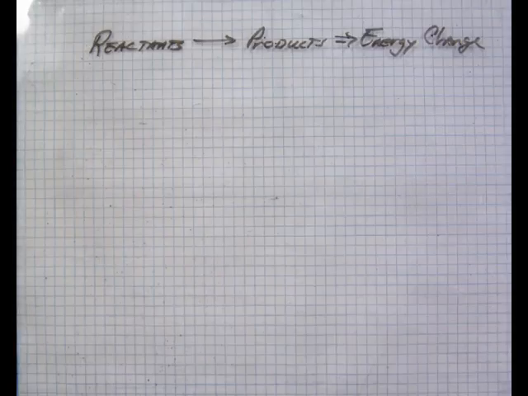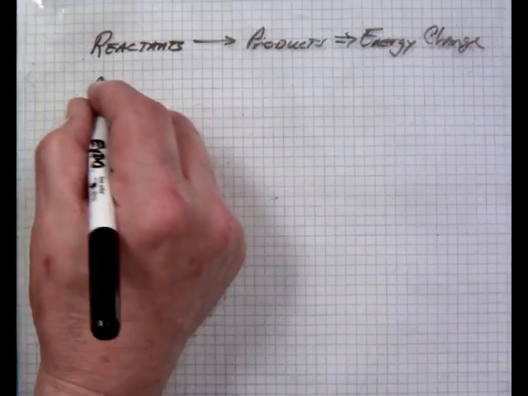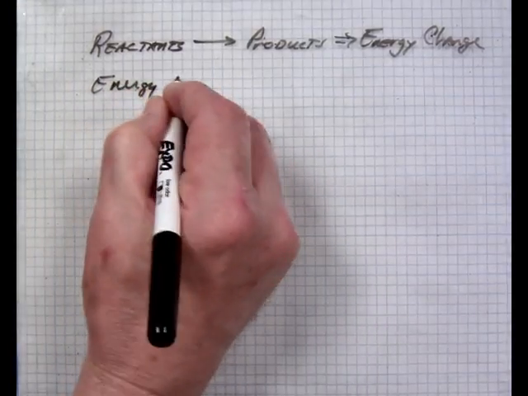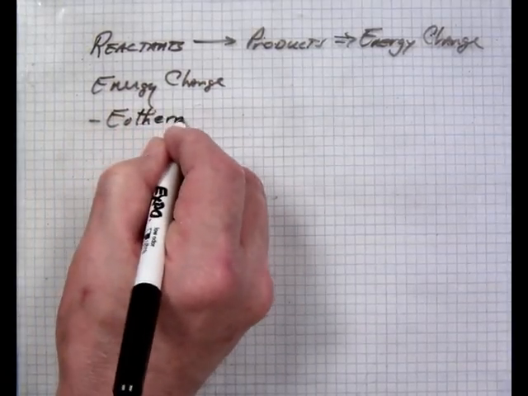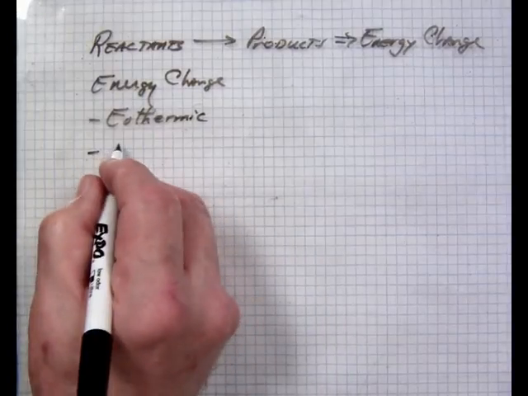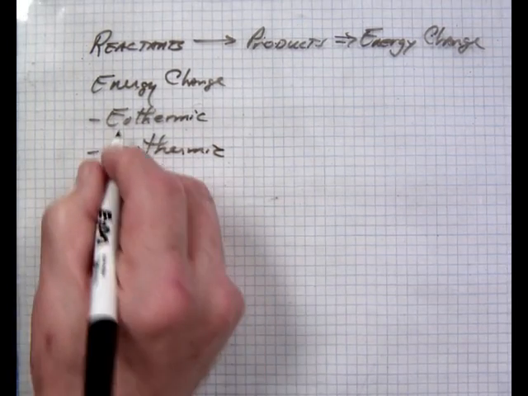Now, for any chemical process going from reactants to products, you can expect an energy change. That's the long and the short of it. There may be 3 kinds of energy changes, and 2 you are very familiar with. These energy changes can be exothermic, isothermic, or endothermic.